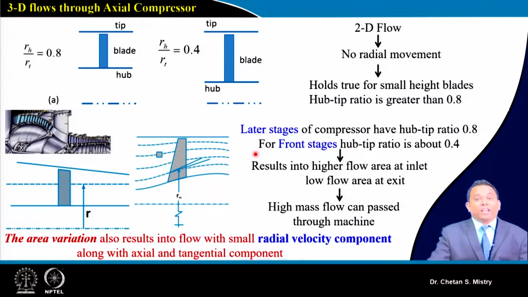If you are assuming our axial velocity to be constant, and that is your case, the shape of our passage will be like that. Here you can see my entry area is larger and my exit area will be lower, and that is satisfying our continuity equation.